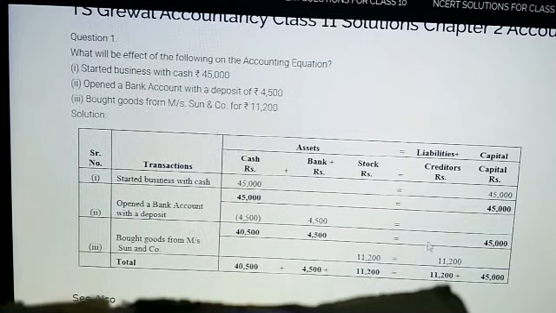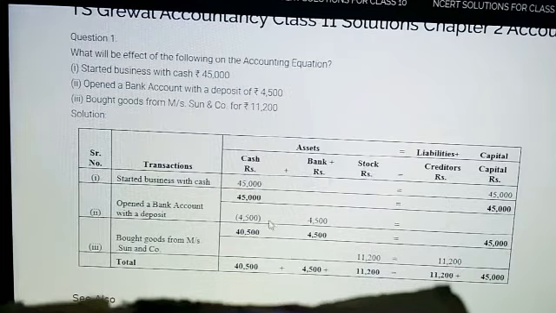So this is your liability. This is the reason the liability has a statement known as creditors. The person we need to pay, who is known as a creditor. So for creditor we have written here 11,200. This time again we will move ahead to the assets. So assets have three terms here: cash plus bank plus stock.